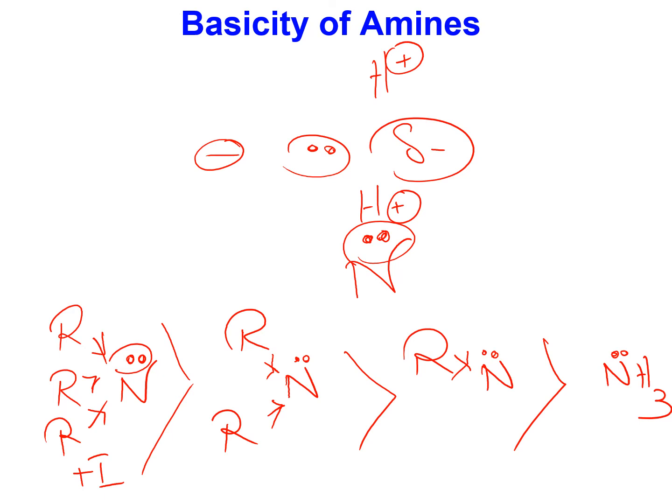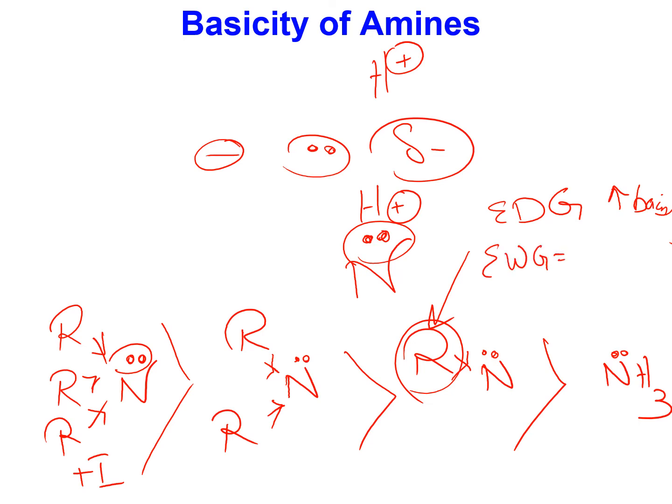Remember that if one of these alkyl chains has an electron donating group, this will increase the basicity, and if it has an electron withdrawing group, this will reduce the basicity of these compounds. Remember, presence of electron donating groups will increase the basicity because it will increase the presence of the lone pair of electrons on the nitrogen.